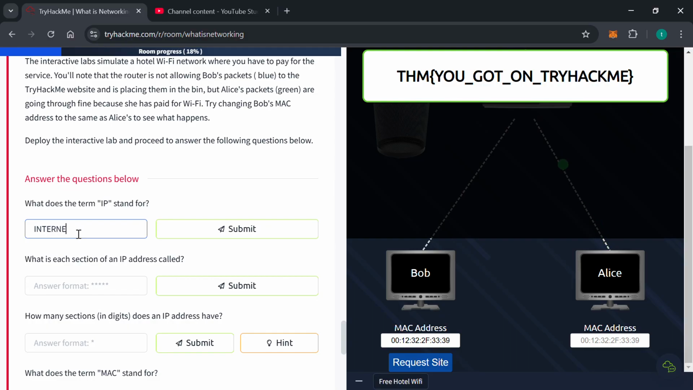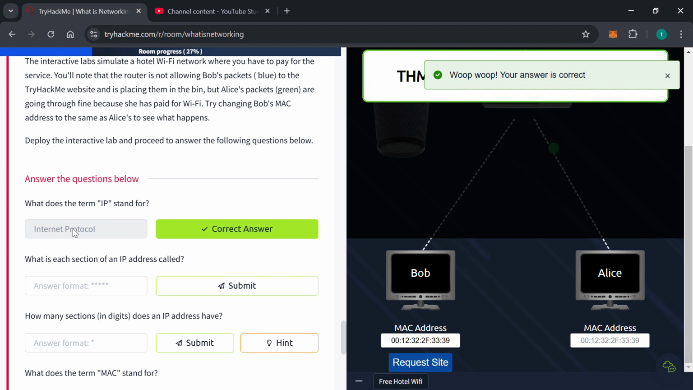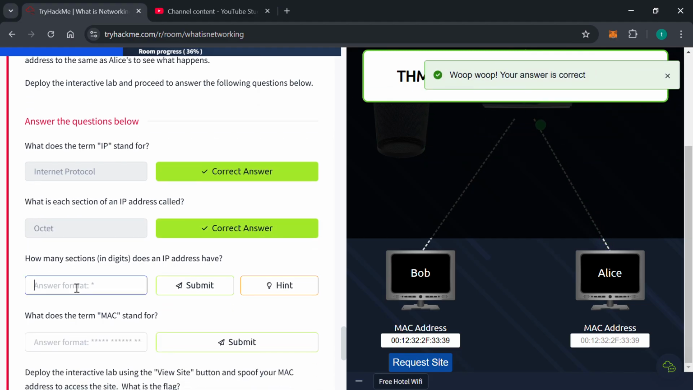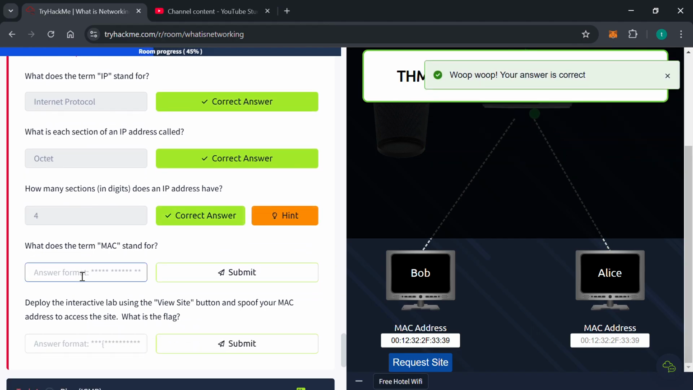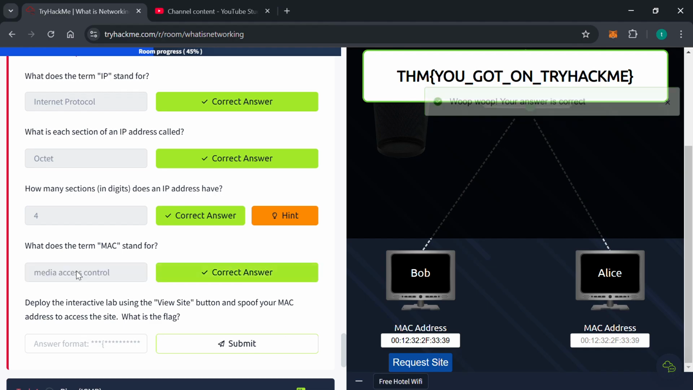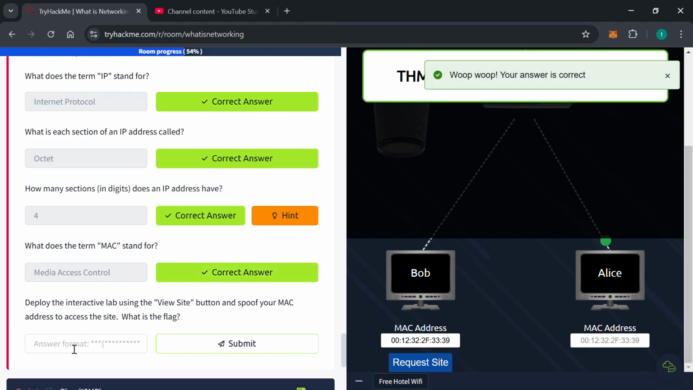Good. What does IP stand for? Internet Protocol. What is each section of an IP address called? Octets. How many sections in digits does an IP address have? 4. What does the term MAC stand for? Media Access Control.